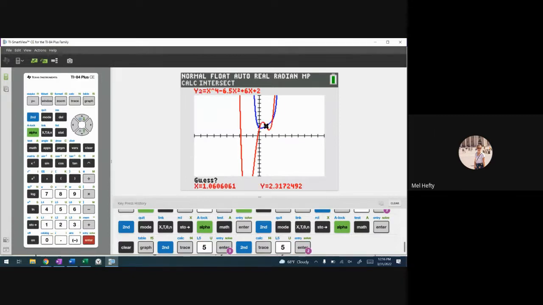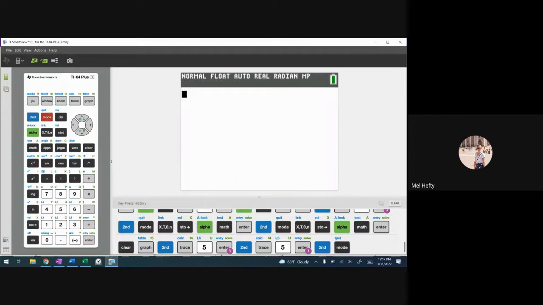Enter, enter. Now, you either have to guess the number that's closest, so you could say 1, enter, or notice how my little clicker is closest to that intersection point than any other intersection point. If that's true, you can just press enter. When you have it, it should say intersection and then 1.0328319. All right, now hit second quit.